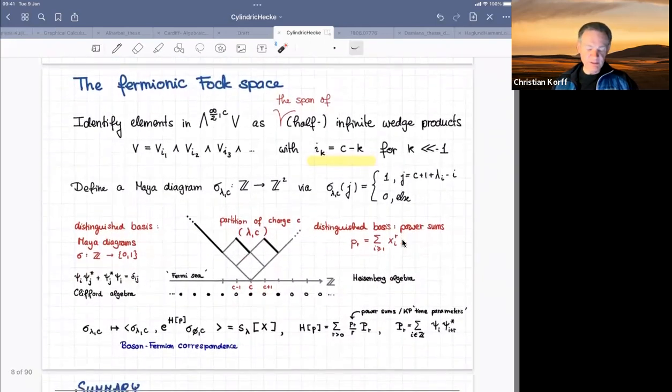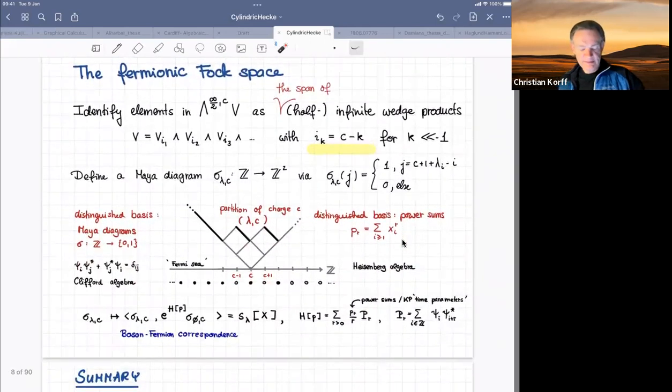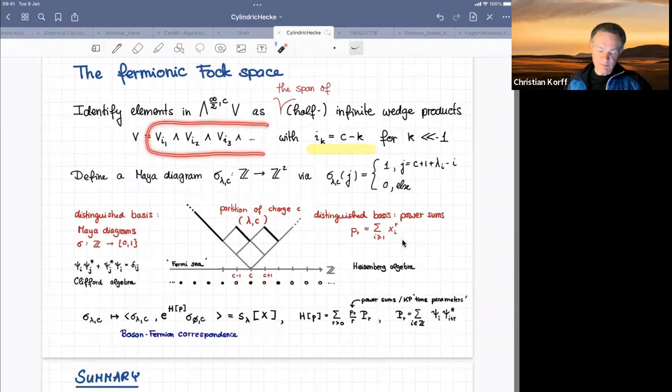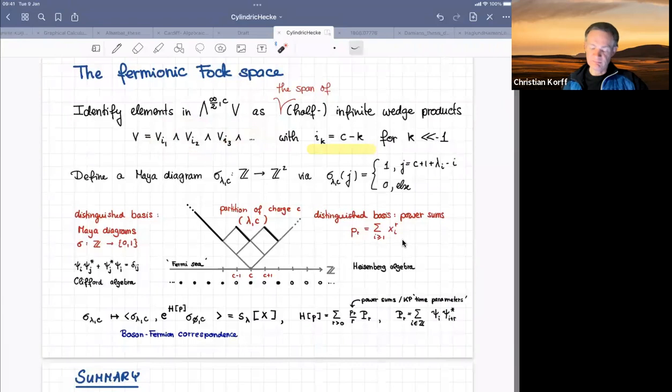So let me maybe just quickly remind you about the fermionic Fock space. As I said, just think of this as a half-infinite wedge product. These v_i are some basis vectors, which are labeled by integers. And the condition, in order to make these half-infinite wedges well-defined, is that if you go far enough to the right, in my case, so if you increase the index on your i labels sufficiently far, then these labels just become a certain integer c, which is called the charge, minus k, which is just the position in this wedge.